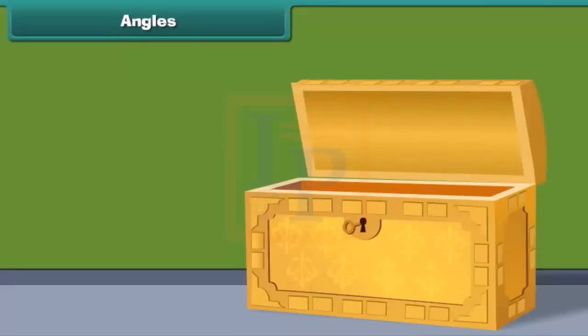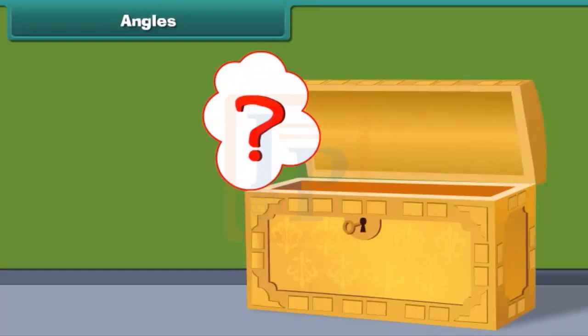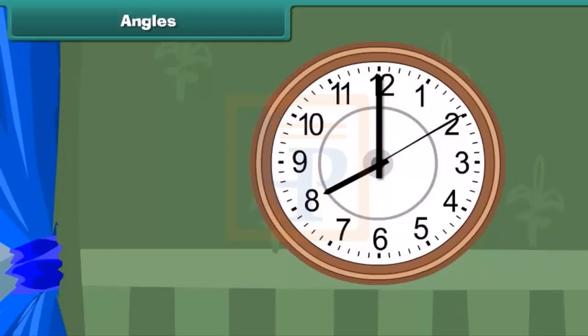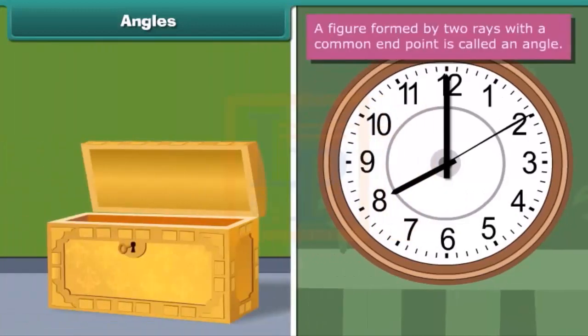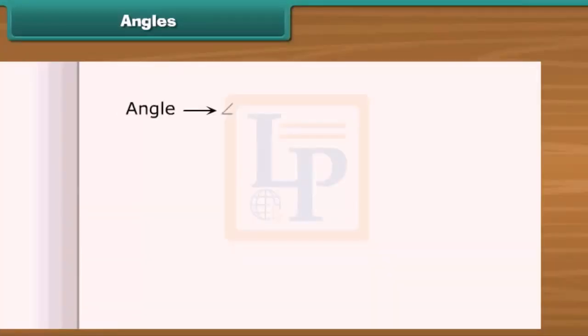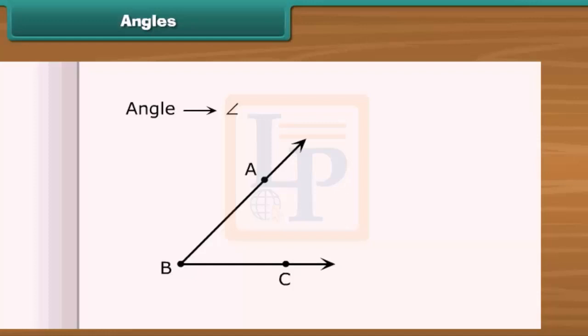Look at this box. What figure does it make? It forms an angle. Similarly, the minute hand and the hour hand in the clock form angles. A figure formed by two rays with a common endpoint is called an angle. An angle is represented by the given symbol. This is an angle ABC. It is represented as angle ABC. Here, B is a vertex. A is a point on one ray, while C is a point on another ray.